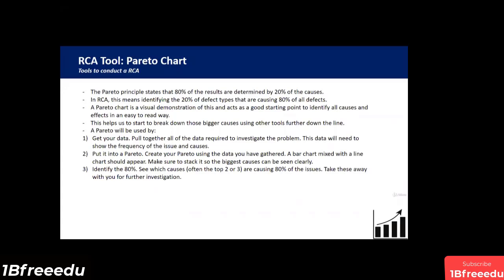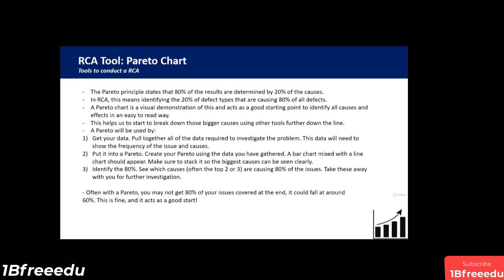Finally, identify the 80%. See which causes, often the top 2 or 3, are causing 80% of the issues. You can then take these away with you for that further investigation. Okay, they're the ones you need to focus on, not the others. Focus on those particular ones.